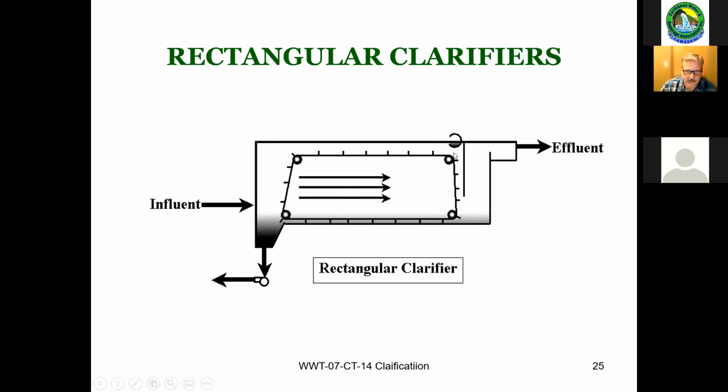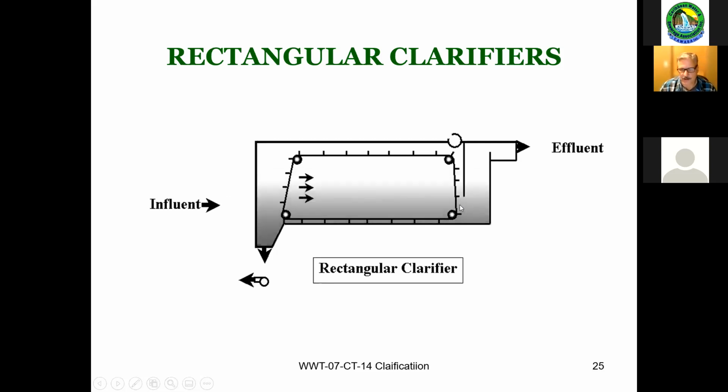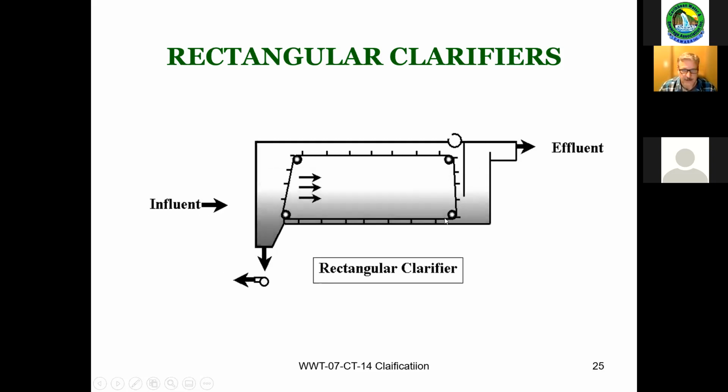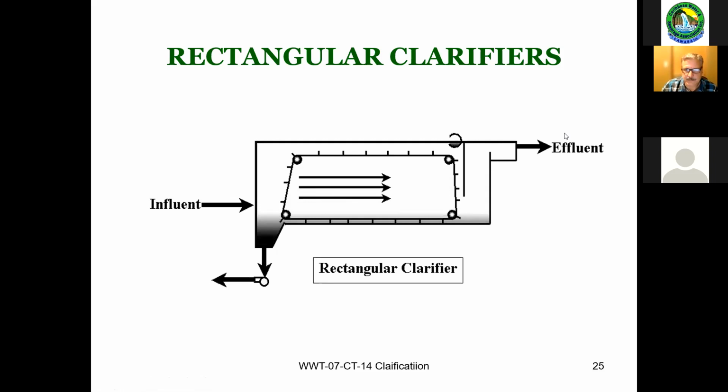If you don't clear your scum off regularly, you're going to have a buildup of scum. It's even possible that as this chain and flight moves around, it's going to drag it down into the tank, and scum's going to want to make its way to the top. So if it gets dragged down here, it's just going to go under this effluent weir and make its way to your system. So it's really good to make sure you clean that regularly.